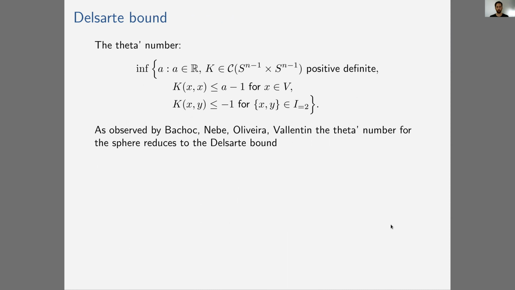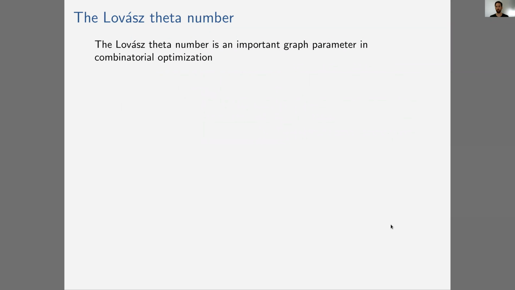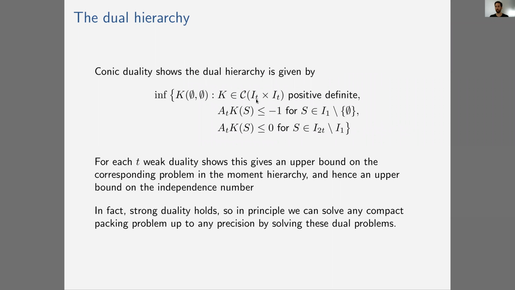Then, as observed by Bachoc, Olivier, and Valentin, this theta prime number actually reduces to the Delsarte bound. In the final few minutes, I want to show how that works. It's a little bit of harmonic analysis. Tomorrow I want to do much more harmonic analysis, where we're going to replace the t is 1 here and get the Delsarte bound for t is 2, where we get better bounds.